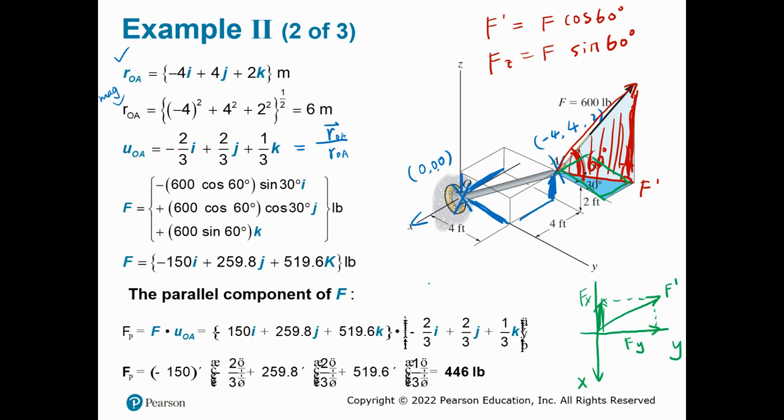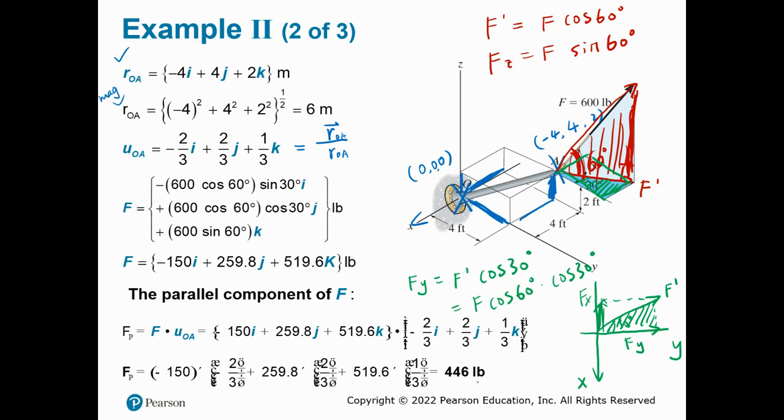So to get Fy, we know this angle is 30 degrees right here. I'm looking at this green shaded triangle, which is the same thing. So Fy is going to be F prime cosine 30. And that F prime is going to be F cosine 60. Plug it in: cosine 60, cosine 30. And this is positive.